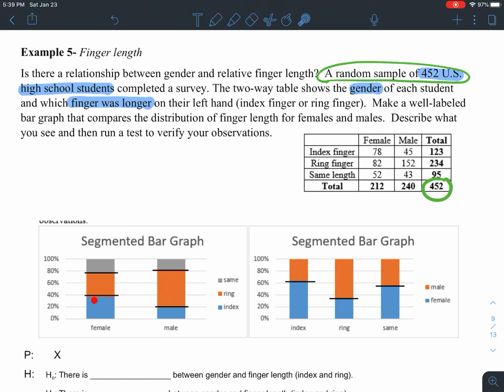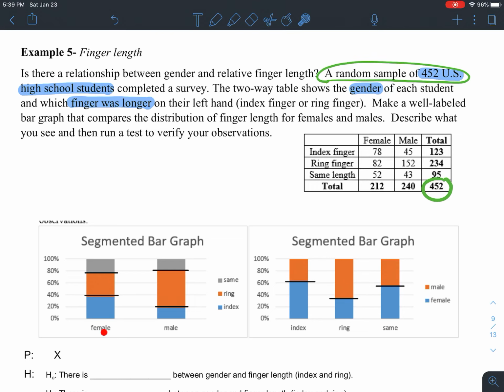I'm just going to use the blue index finger from this first graph here. It looks to me like we're talking about 40% of the females have an index finger that is longer than their ring finger. But then when I look at the males, they're down to only 20% of their index fingers being longer than their ring finger. I'm getting the hunch that if I tell you someone is a female, that would lead you to believe their index finger is probably longer than their ring finger, versus if it was a male.